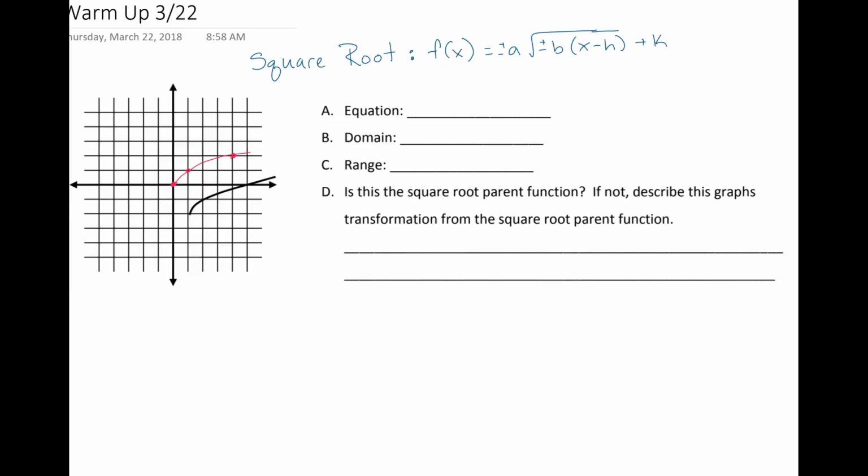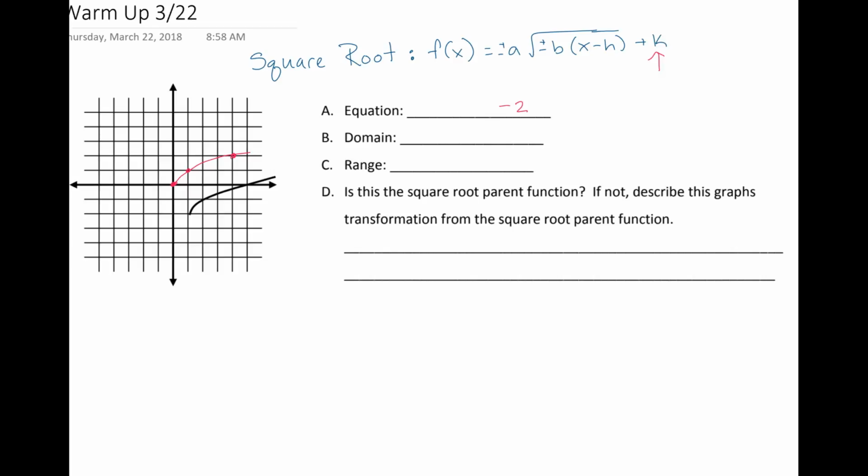Down. Down, okay, so if it moved down, how many? 2. What number would that change in our square root function? K. So I know at the end I'm going to have a what? -2. -2 at the end.